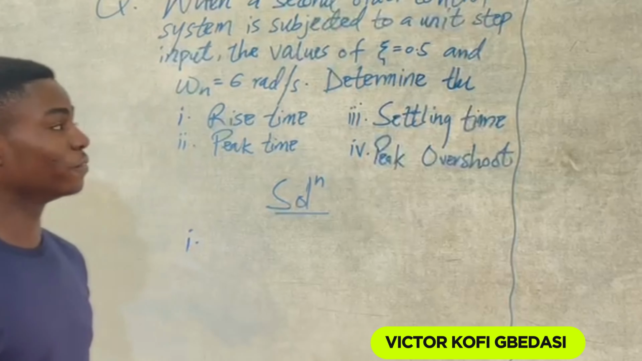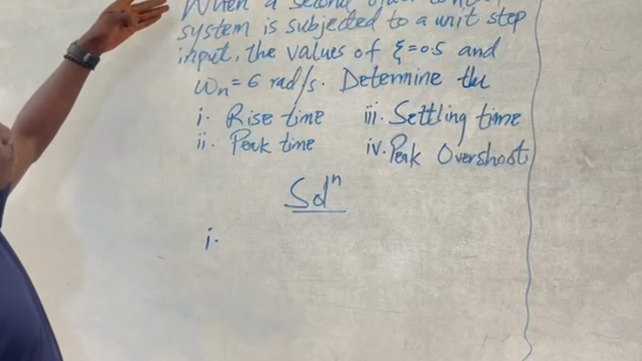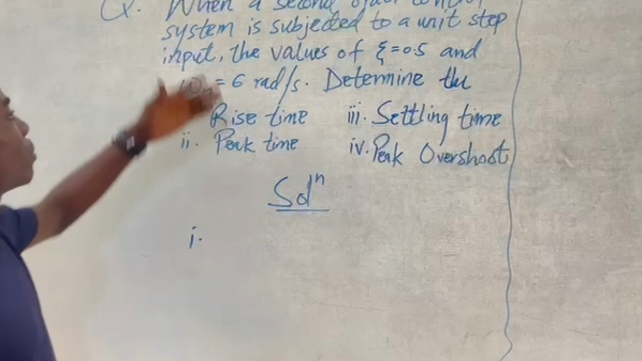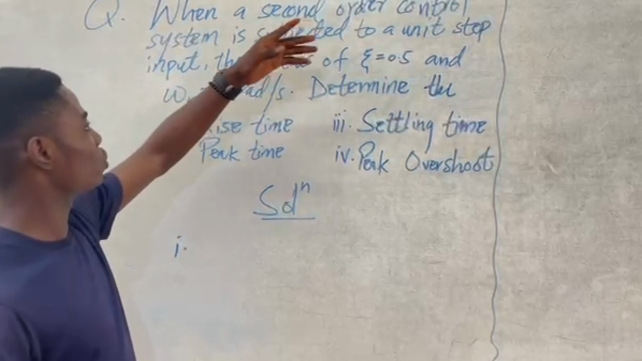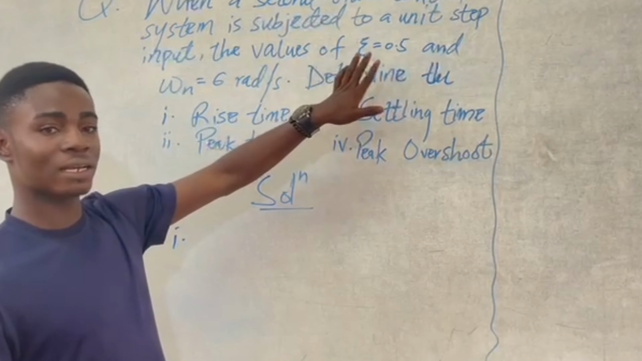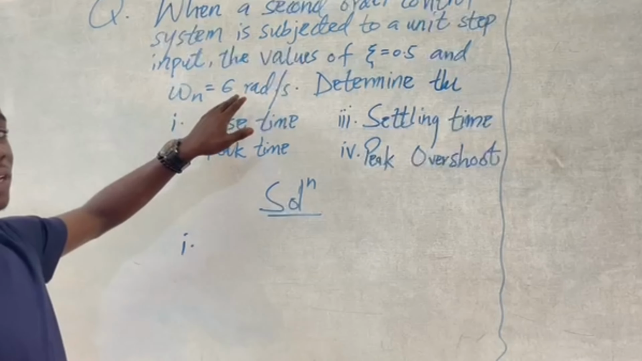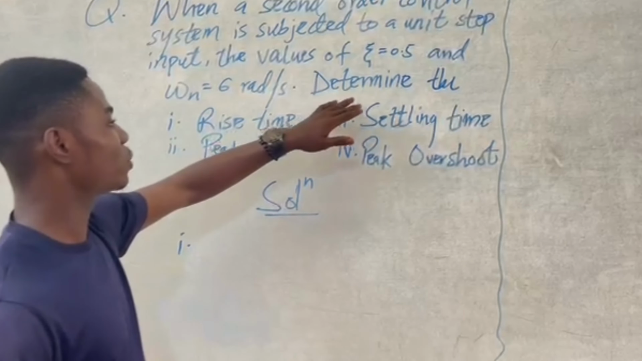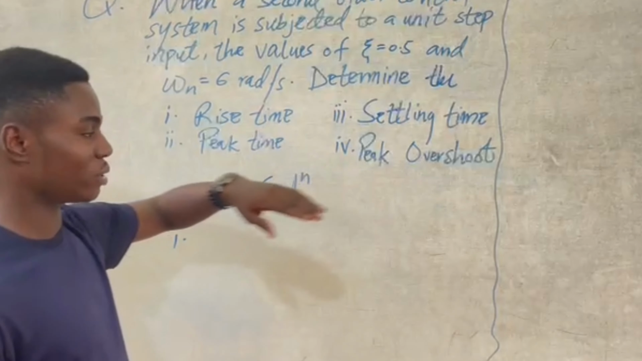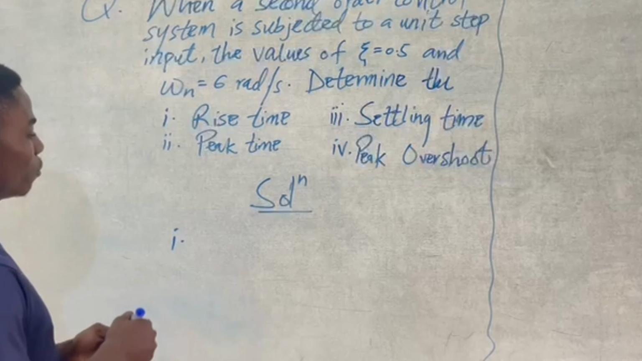Alright, I'm Victor Bedasi, and I'm a member of Group 1. So we are being tasked to solve this particular question under the course classical control system. The question is: when a second-order control system is subjected to a unit step input, the value of zeta is given as 0.5 and that of omega n, which is the natural frequency, is given as 6 rad per second. So we have to determine the rise time, the peak time, settling time, and the peak overshoot. I'll be solving the rise time, and my friends will take us from there.